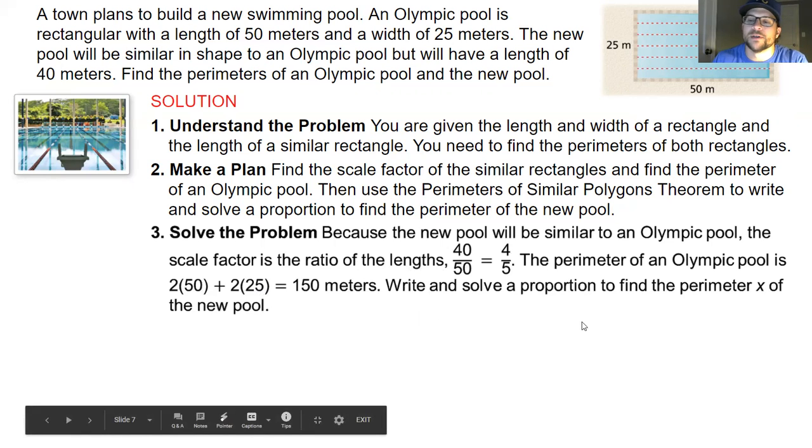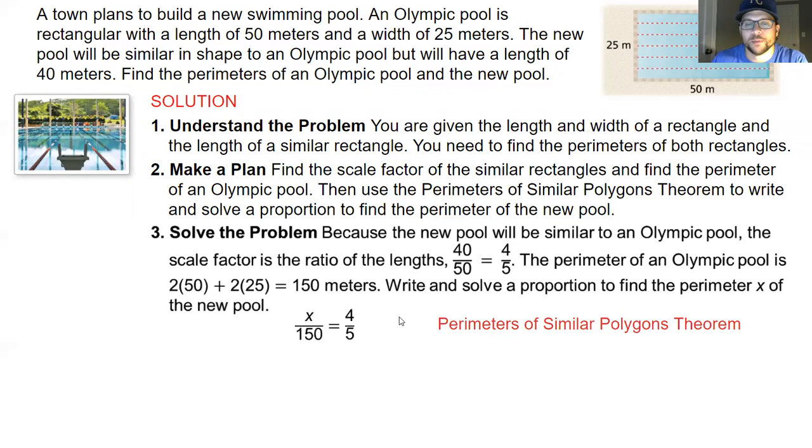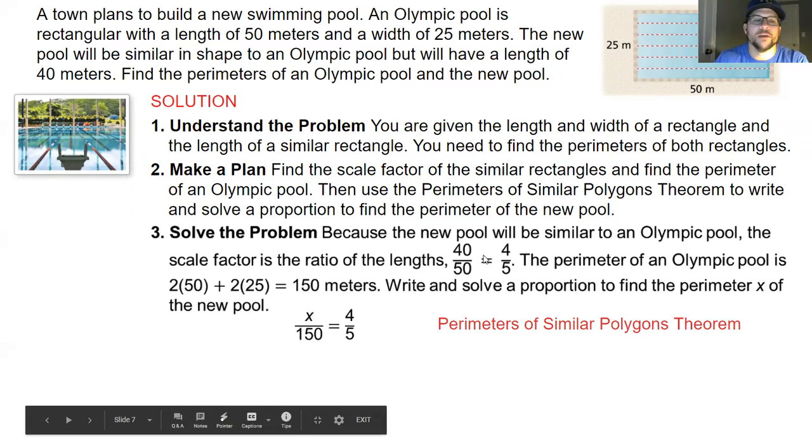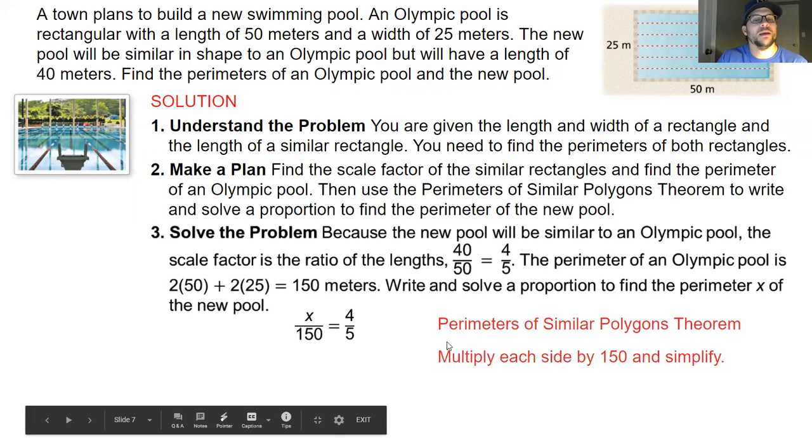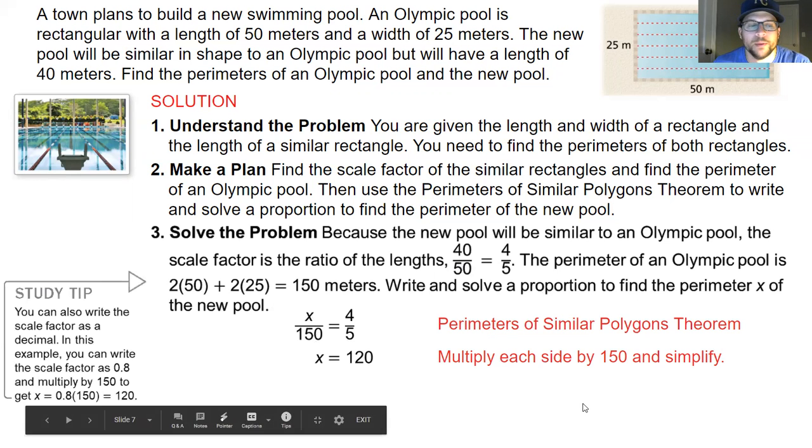So then we're going to write and solve a proportion to find the perimeter of our new pool. So the perimeter of the new pool is going to be x. That's what we're trying to find. And the perimeter of the Olympic pool is 150. And we are going to use our scale factor ratio that we determined from the lengths of the two pools, 4 over 5. Then we're going to use our cross product property and divide both sides by 5 to get 120 as the perimeter of our new pool.